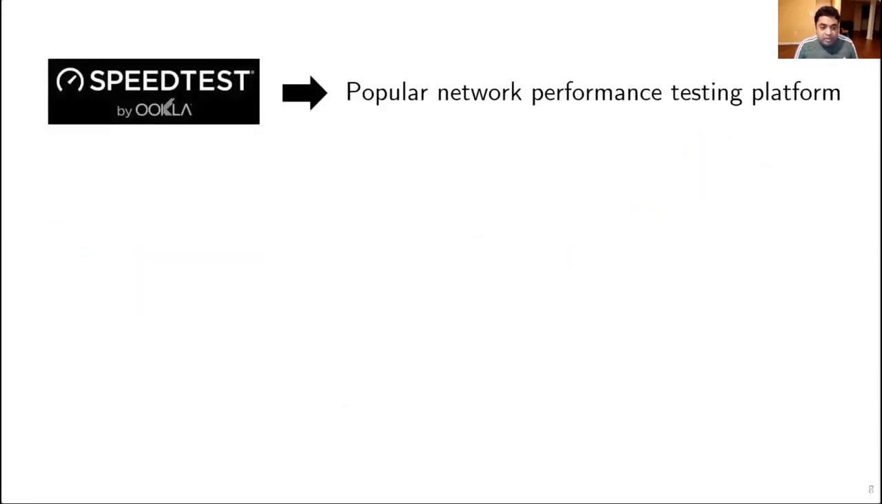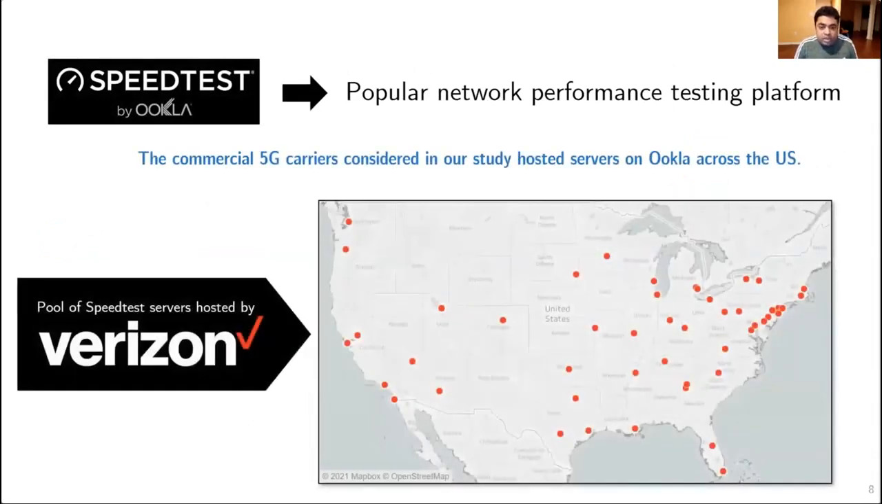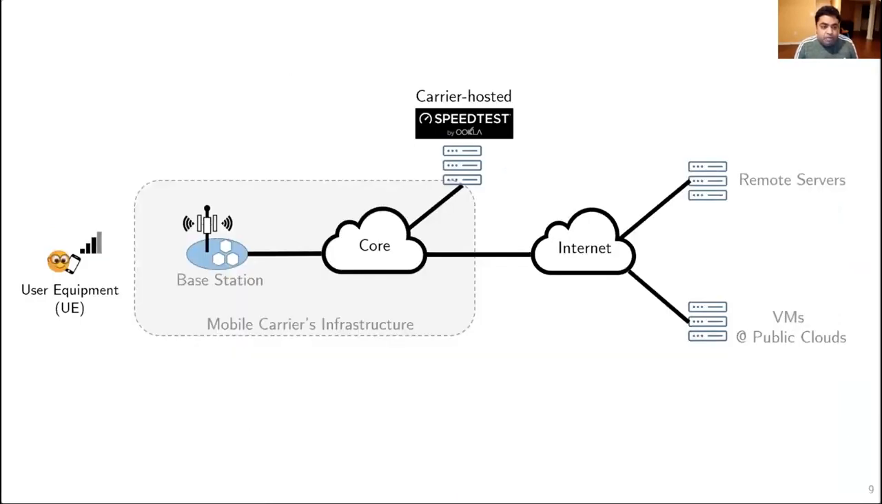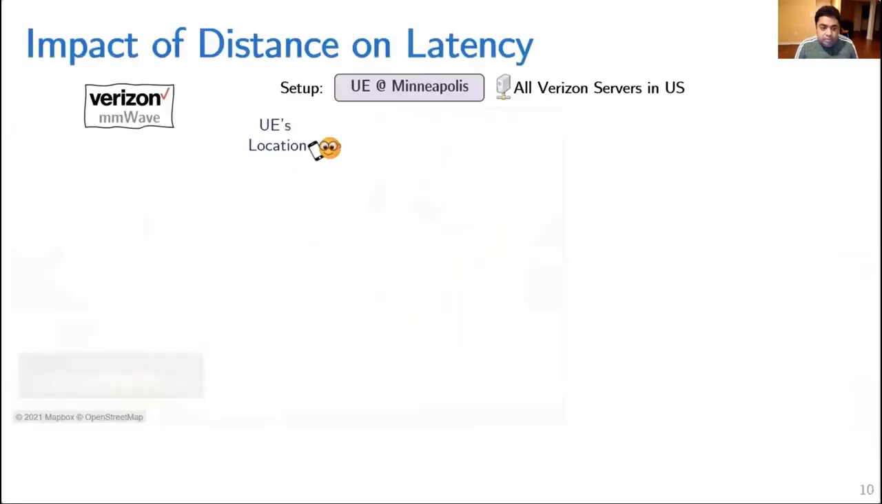Ookla's speed test service is a popular tool for testing network performance. All 5G carriers in our study hosted their servers on Ookla's speed test service. For example, as shown here, Verizon hosts around 48 servers in the US, which are typically located in major metropolitan cities. We leverage the flexibility of server selection provided by Ookla, as well as the carrier's presence to reduce, if not eliminate, the impact of internet-side bottlenecks.